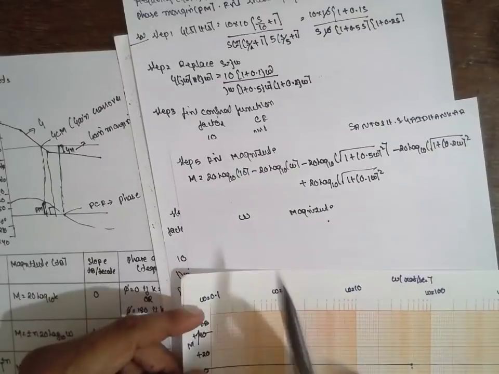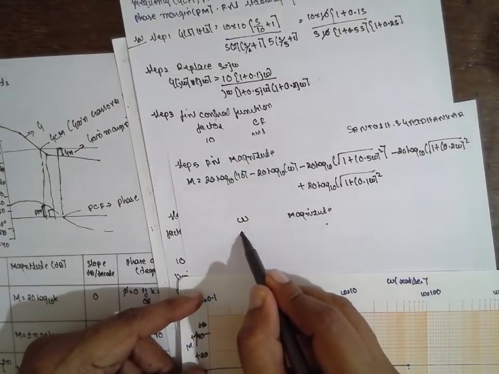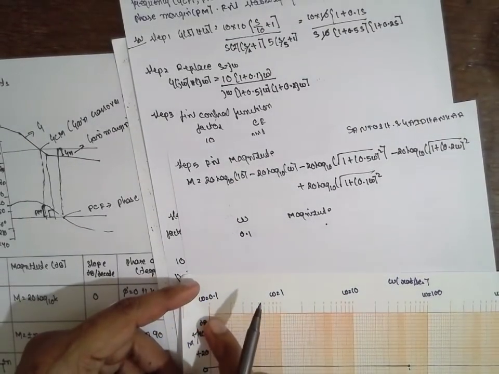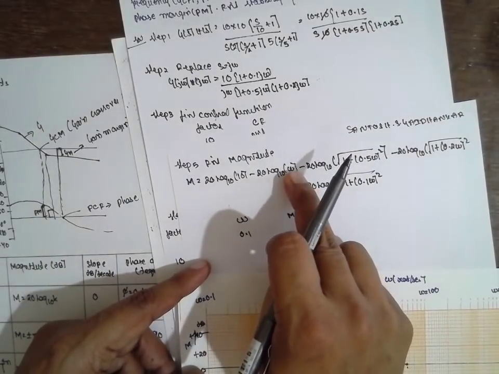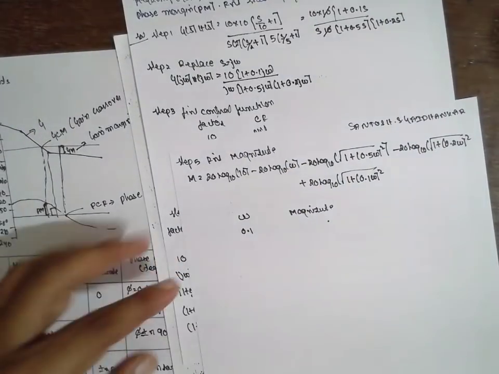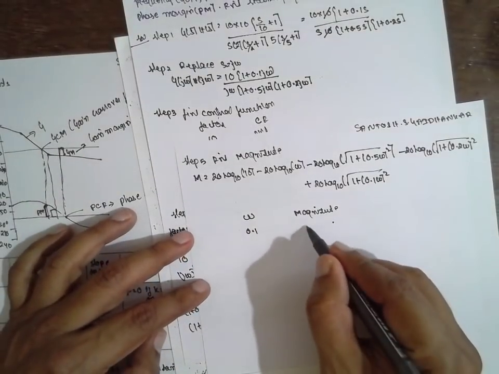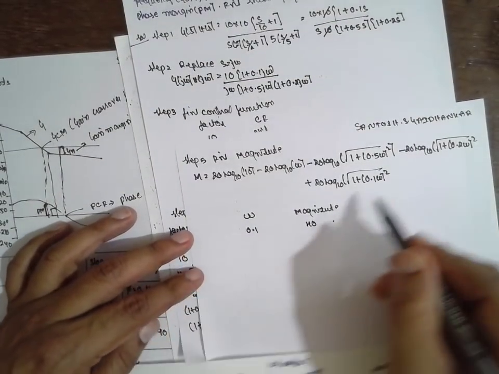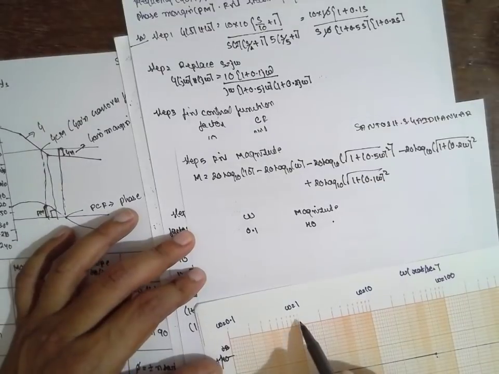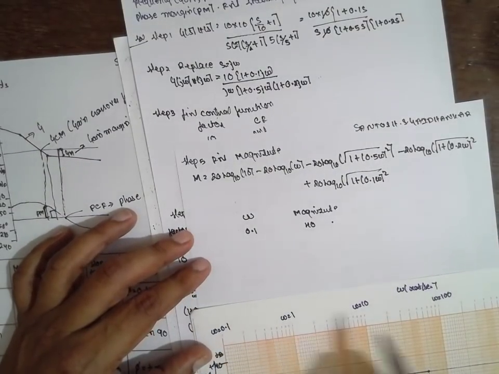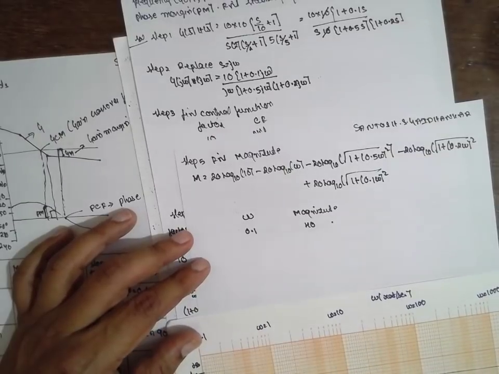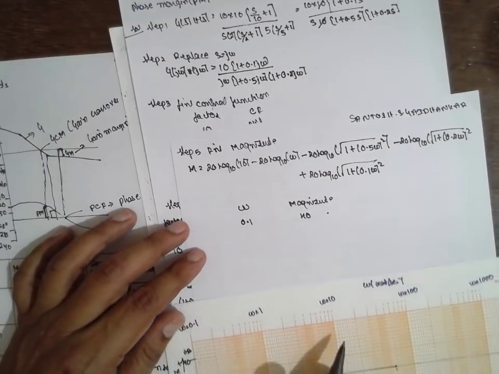First, I will consider omega as 0.1 because I will start from 0.1. Substitute the value of 0.1 in place of omega. Then the magnitude will be 40. Next, I will consider one value, 1, or you can consider 0.5, 6, 7, 8, 9, 10. No problem. It has to cross this zero line. You have to cross the zero line.